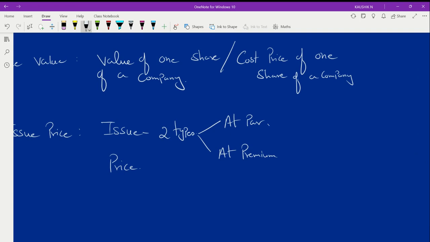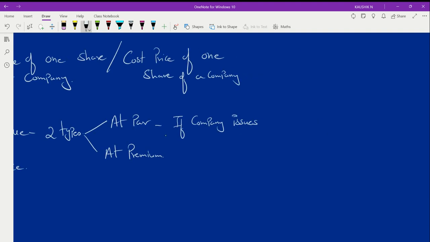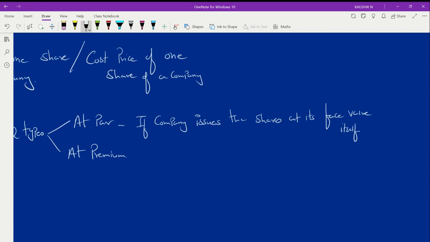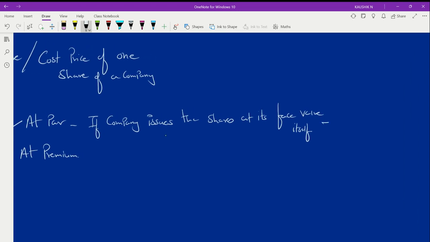If a company issues the shares at its face value itself, then we call it issue of shares at par. If the company issues the shares at its face value itself, that is a situation of issue of shares at par.